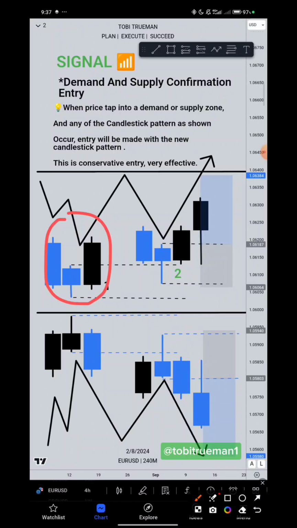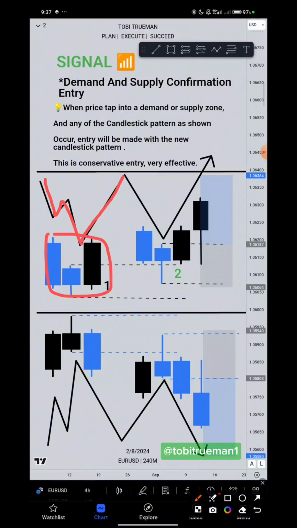Then we are not supposed to enter this trade directly and say, okay, because this formation is here and this is a demand zone, we just want to buy. No, we are going to wait. Price has come down, right? This is a downtrend, for example. Price has come down and given us this particular formation. We want price to go up again.